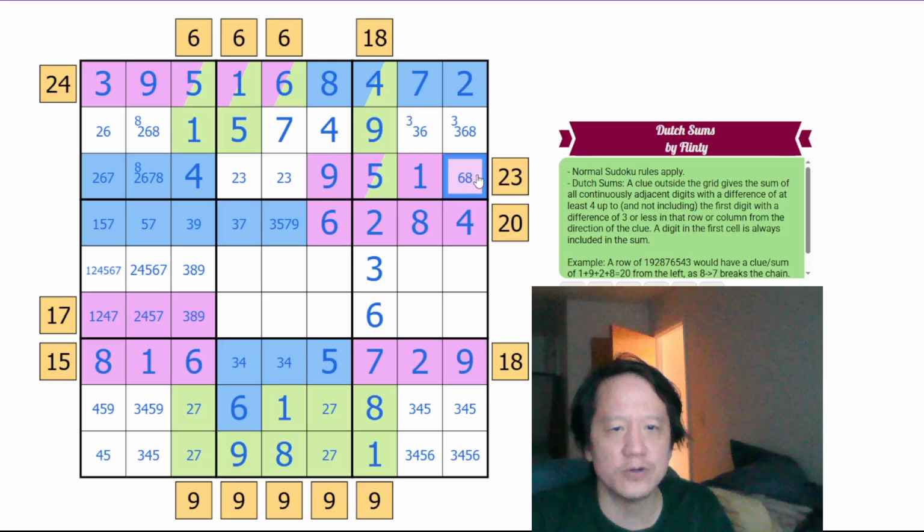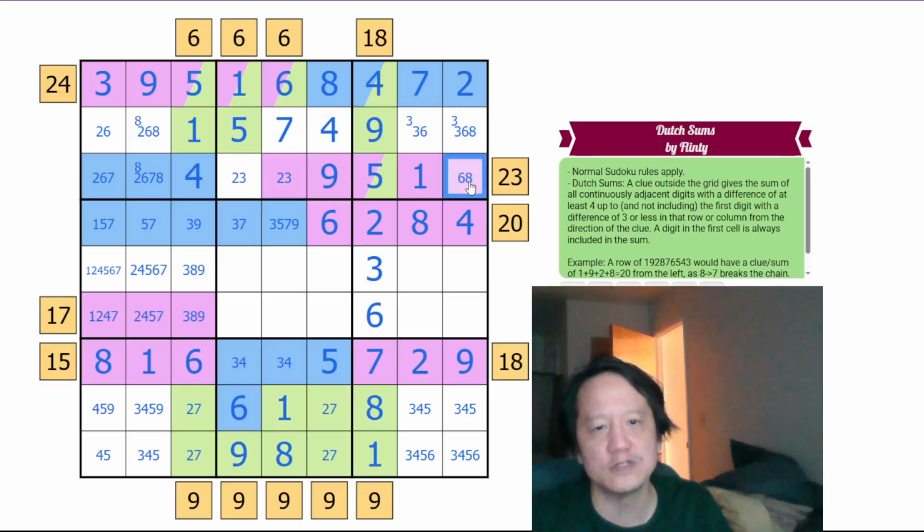We still don't know if... Okay, this is guaranteed to be 4 or more away from 9. So this has to be part of the sum, which makes this 6 and 2. And then this is not part of the sum here. 2 eliminates 2 here, so that's 3. 3 eliminates 3 in the rest of the column, so it's 7.